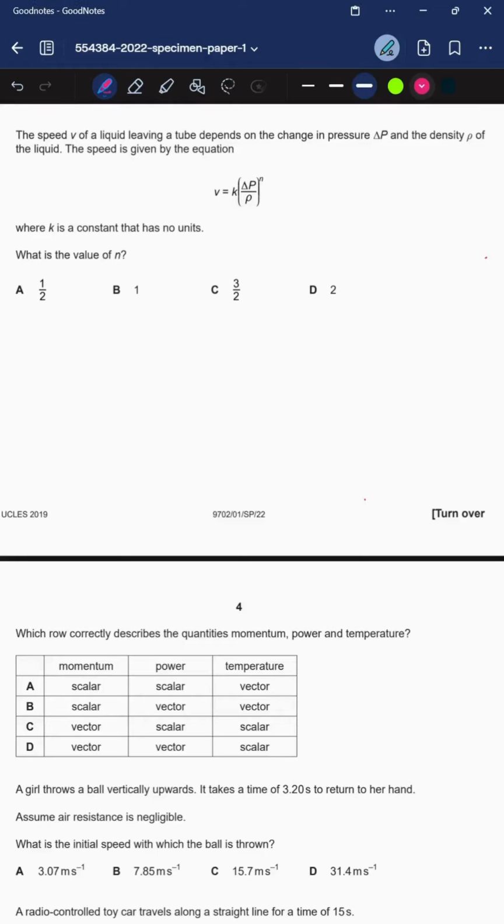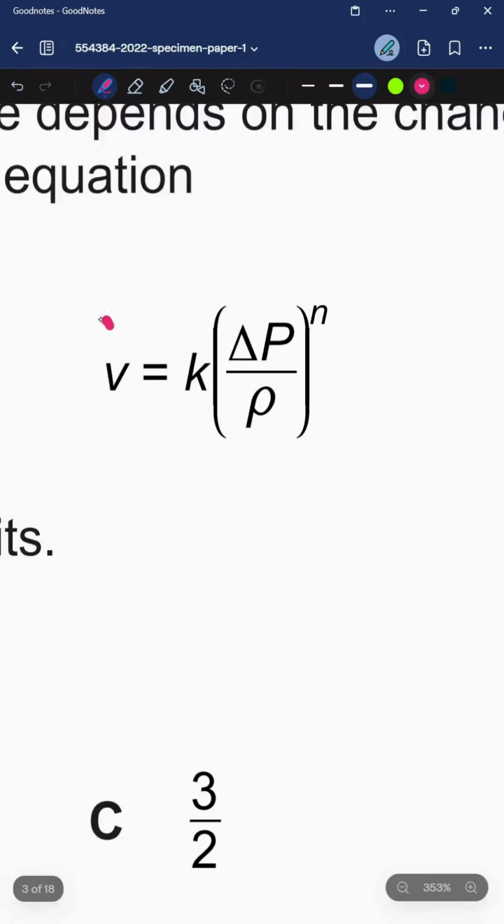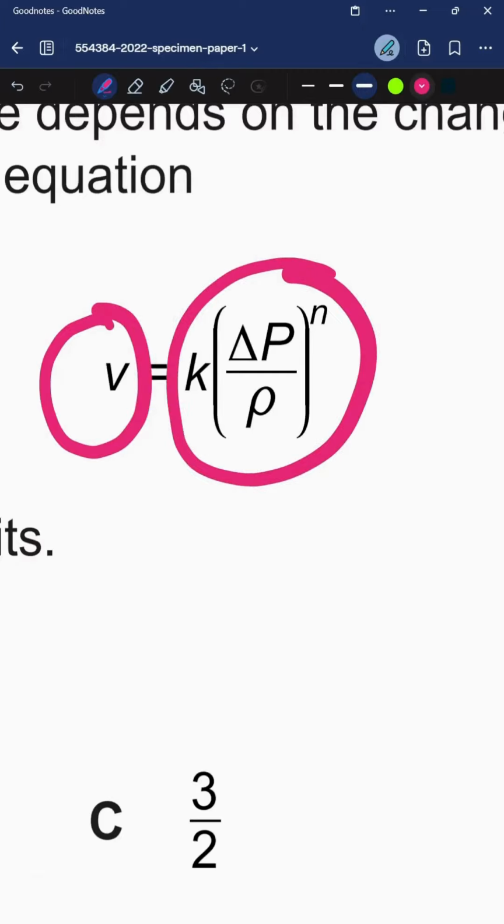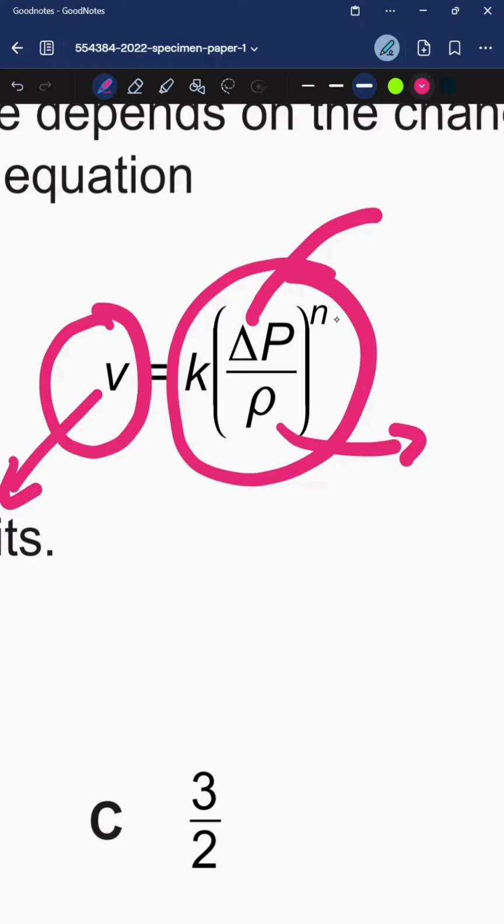In this question, we need to find the value of n such that the equation is satisfied according to the homogeneous equation. So the units should be consistent on the left-hand side and the right-hand side of the equation. This is the delta P, which is the change in pressure. This is density rho, and this is the speed. We need to find the value of n, where K has no units.